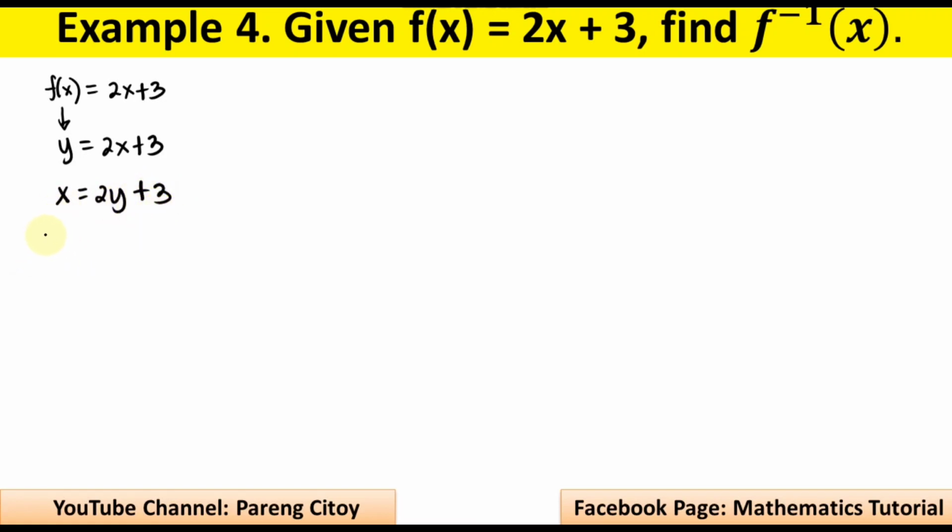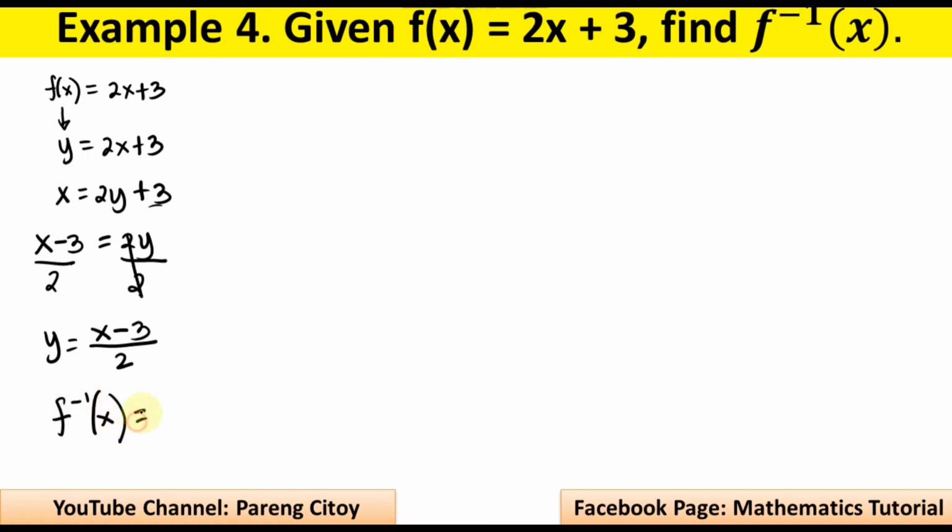Ito, transpose natin sa kabila. So x positive magiging negative 3 equals 2y. Then divide both sides by 2. Then 2, eliminate. So y equals x minus 3 over 2. So our final answer is the inverse of the given function is equals x minus 3 over 2. So ito na yung final answer natin.